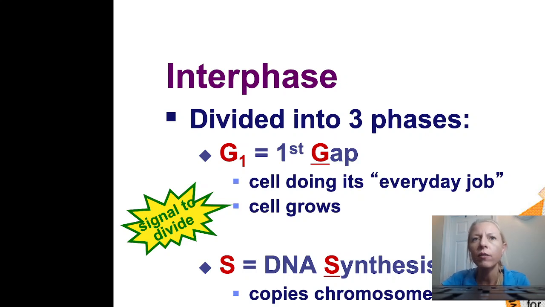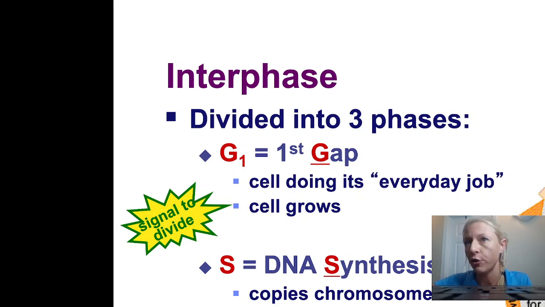Okay, so G1, we call this the first gap. We call these gap phases. And this is the cell doing its job and growing. So the first gap phase is mostly growth, and this is also where we receive the signal to divide. S phase is the DNA replication or the synthesis phase, and this is where we're going to make copies of our chromosomes. And then G2 is the second gap phase, and this is where we're going to prepare for division, where we're going to produce different pieces of equipment, like parts of the cytoskeleton, like centrioles and microtubules, that are going to aid in cell division.